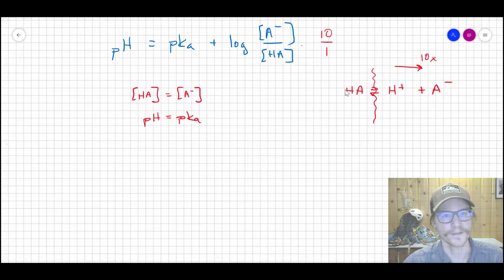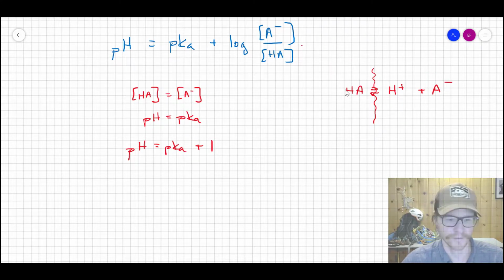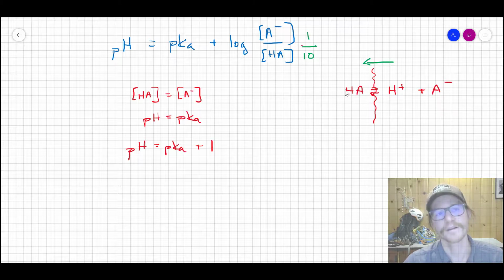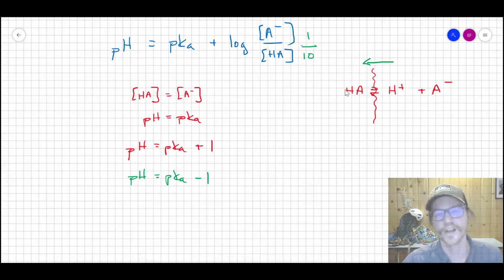What does that mean for the pH of the solution? Well, that just becomes a log of 10, which is 1, so pH is just equal to pKa plus 1. And the same is true, but opposite, if the equilibrium is lying heavily to the left by, say, a factor of 10. And so if we add a bunch of acid and we've got roughly 10 times the amount of acid compared with base, then log of 0.1, or 1 over 10, is -1, and we end up with pH equal to pKa minus 1.